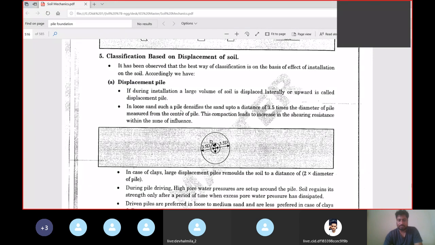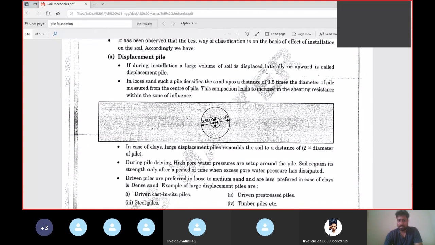In loose sand, such a pile densifies the sand up to a distance of 3.5 times the diameter of the pile, measured from the center of the pile. The compaction leads to an increase in shearing resistance within the zone of influence.